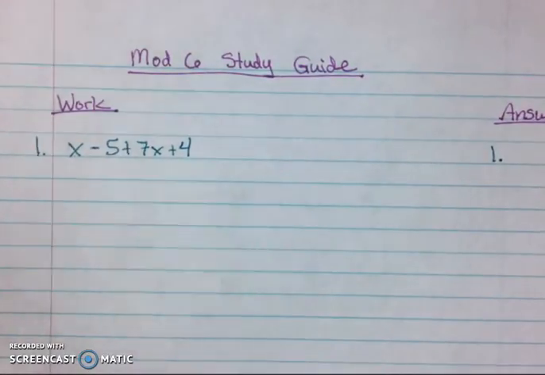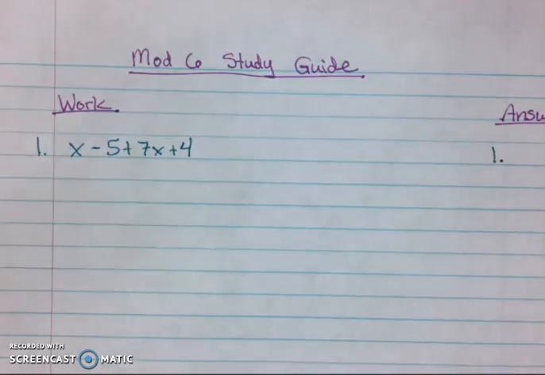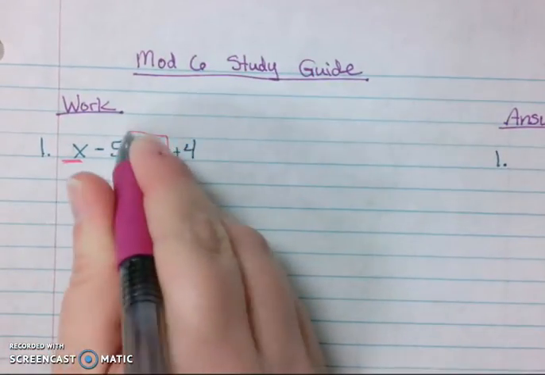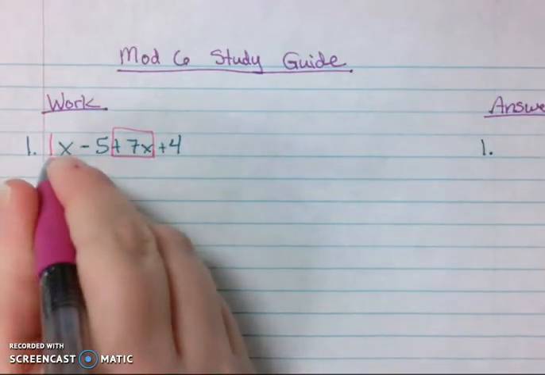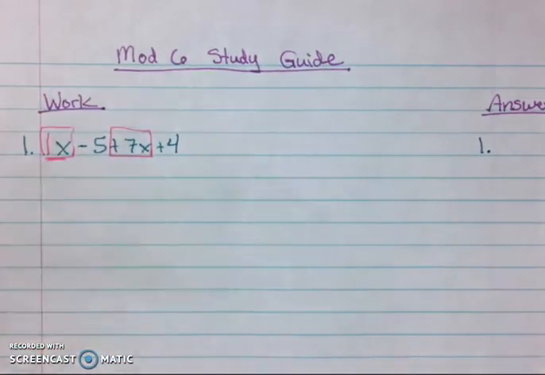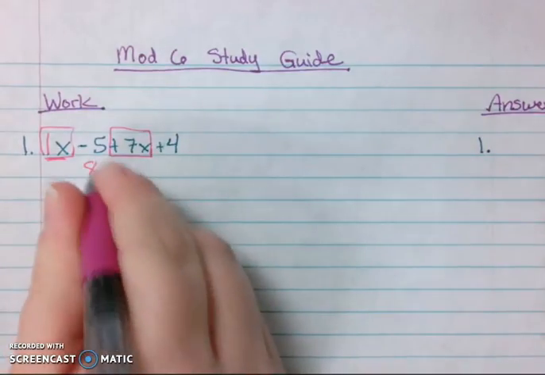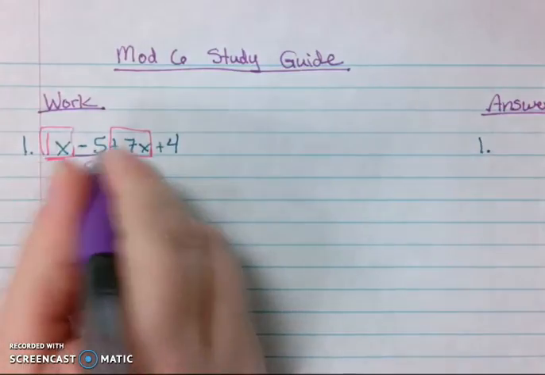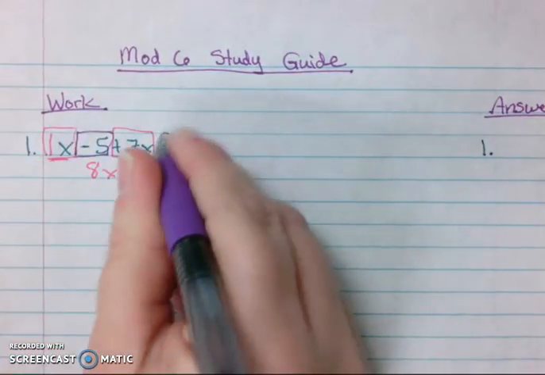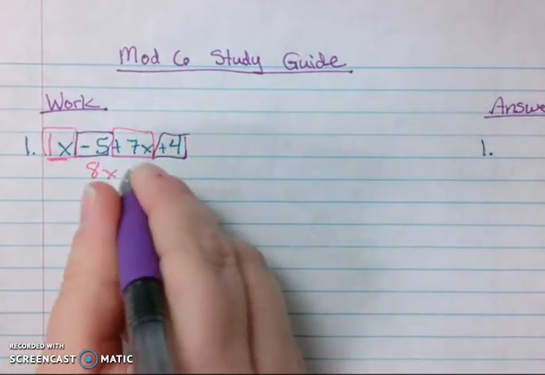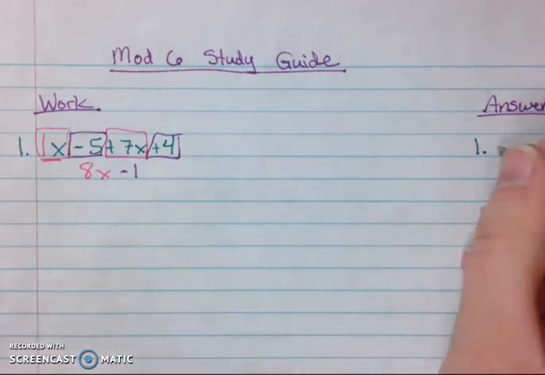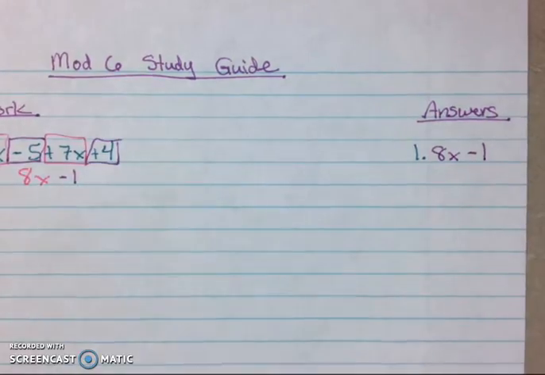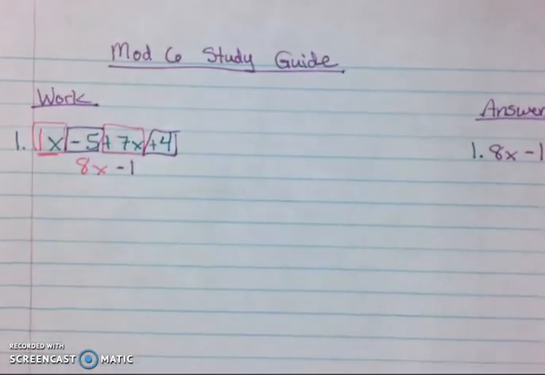So these first three problems say simplify. You're combining like terms. So we have an x here, and it says plus 7x here. Remember, this is really just 1x. If you want to put a 1 there to help, you can do that. So 1 plus 7 would be 8x. And then this is a negative 5 plus 4, so negative 5 plus 4 would be negative 1. So the answer is 8x minus 1. Those are unlike terms, so we are done with that problem.